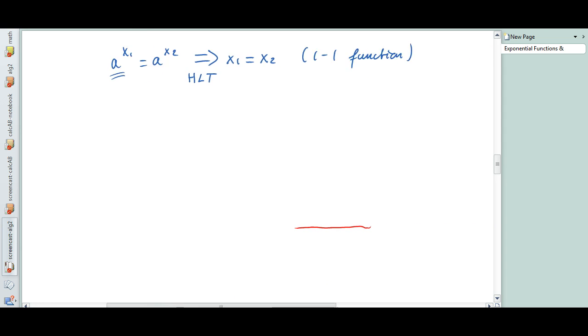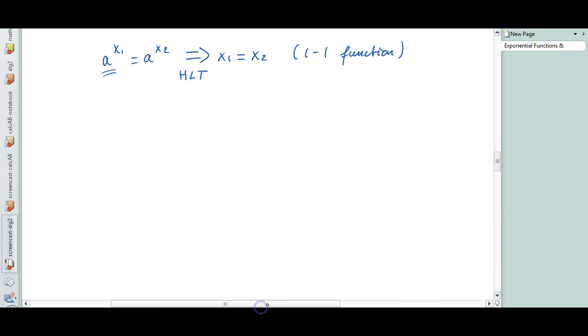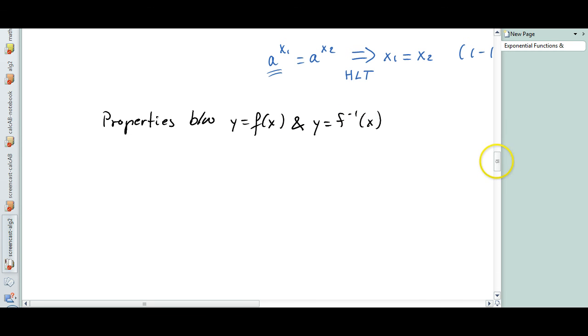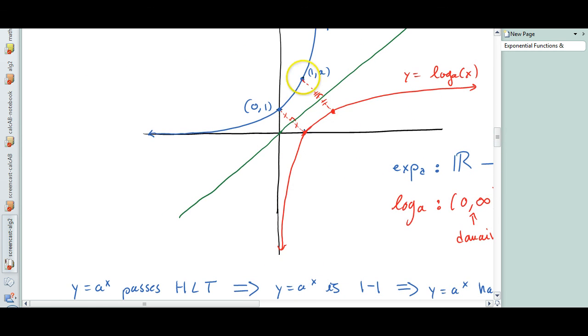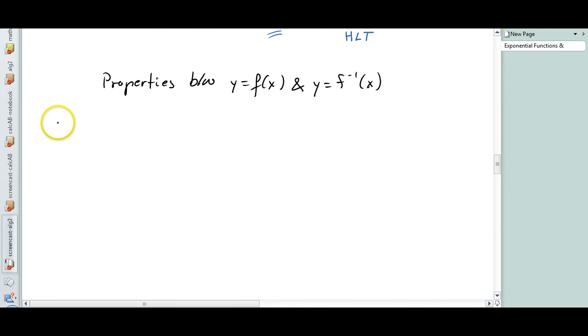Before I do that, let's recall the properties between y equals f of x and y equals f inverse of x. Let's recall the geometrical property. We've recalled it: symmetrical with respect to the y equals x line. That's a geometrical property. The analytical properties, well, let's recall them, okay?